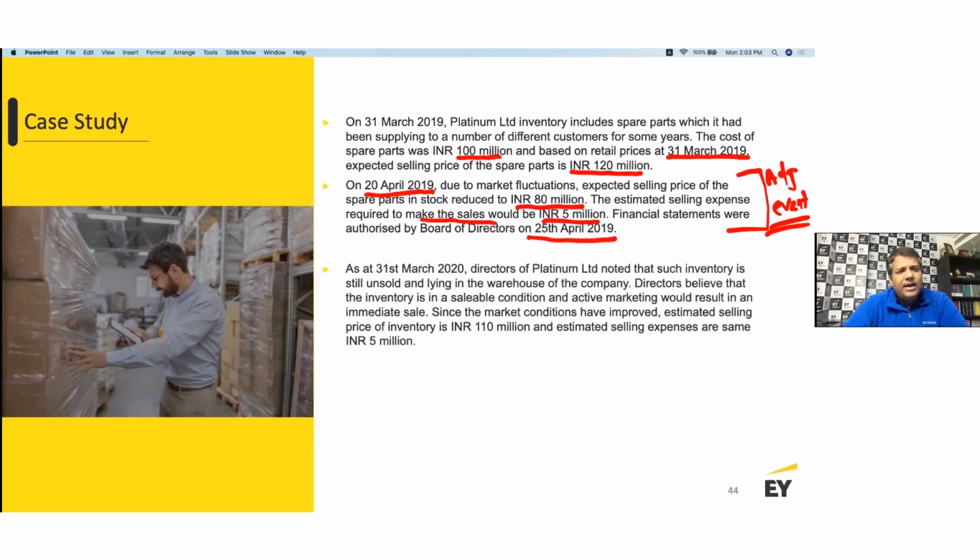Now, as at 31st of March 2020, the directors of Platinum Limited, now we move to the next year, noted that such inventory is still unsold and lying in the warehouse of the company. Now, directors believe that the inventory is in a sellable condition and active marketing could result in an immediate sale. Since the market conditions have improved, the estimated selling price of inventory is INR 110 million, and estimated cost are INR 5 million.